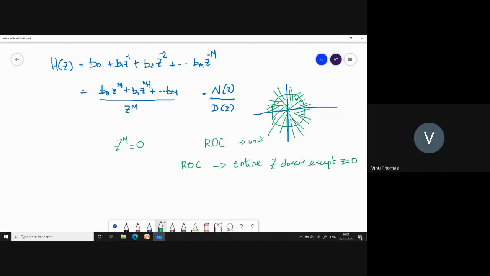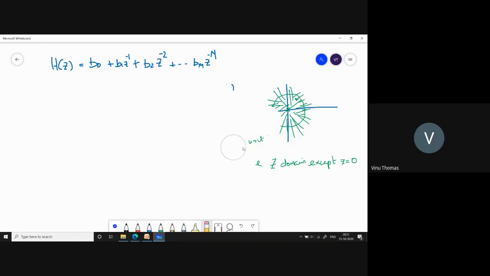So is the system stable or unstable? Stable. The system is therefore stable. So which means you can definitely say that H of Z is a stable filter if it's an FIR filter. Now let us look at another example.